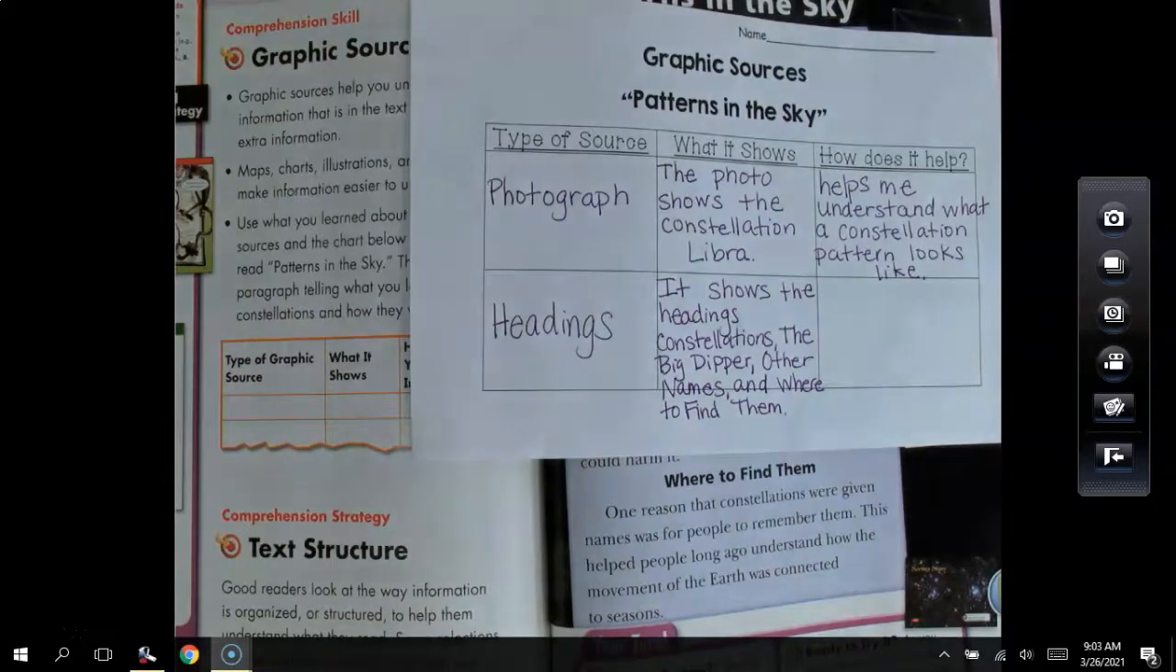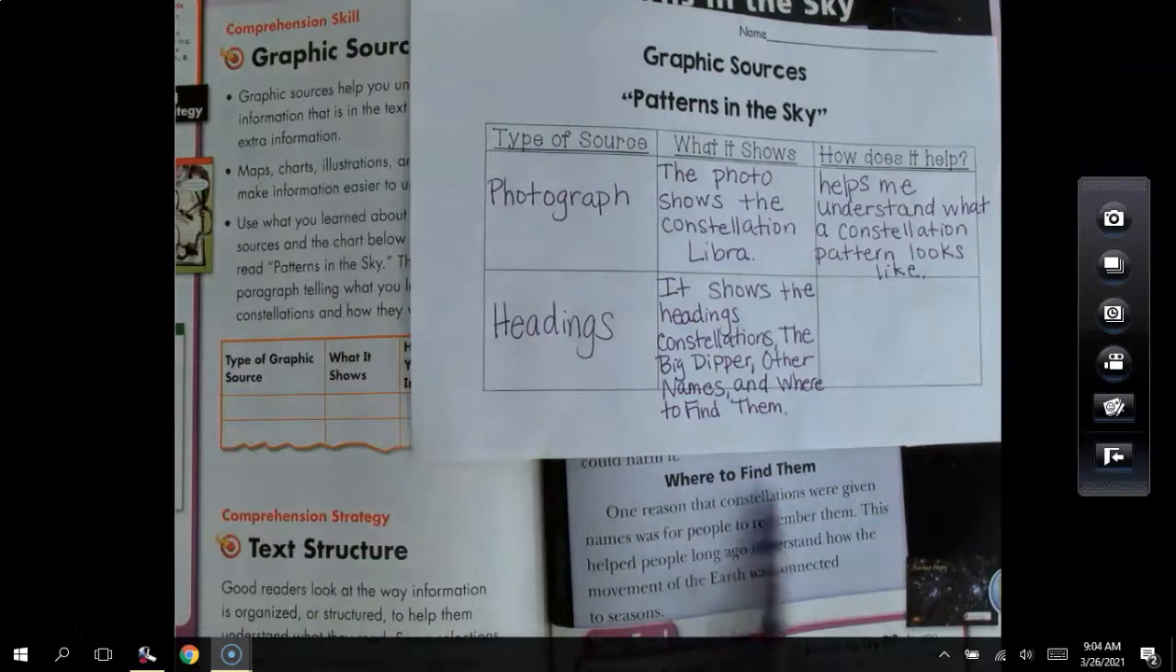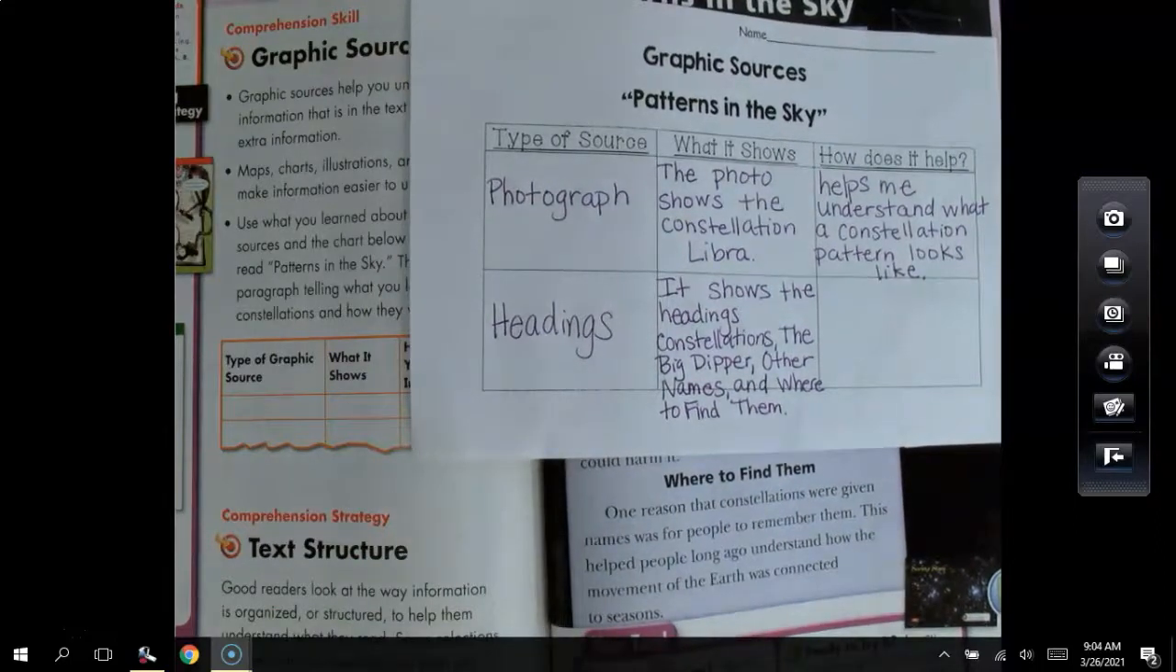Now remember, headings, once I read that heading, I know that what I'm about to read has to relate to that heading. So all the information that I'm going to read goes back and relates to what that heading is. So where to find them, I know that what I'm about to read is where I can find the constellations. Okay? How does it help? How do the headings help me?